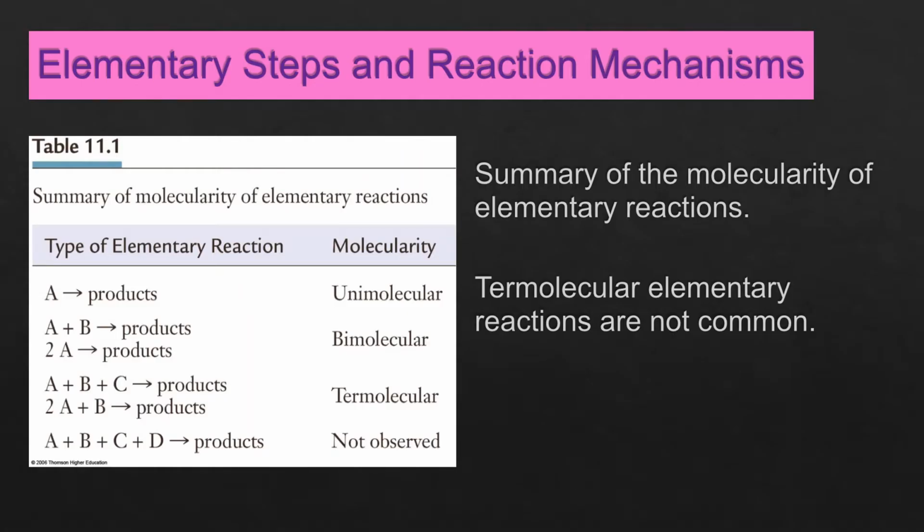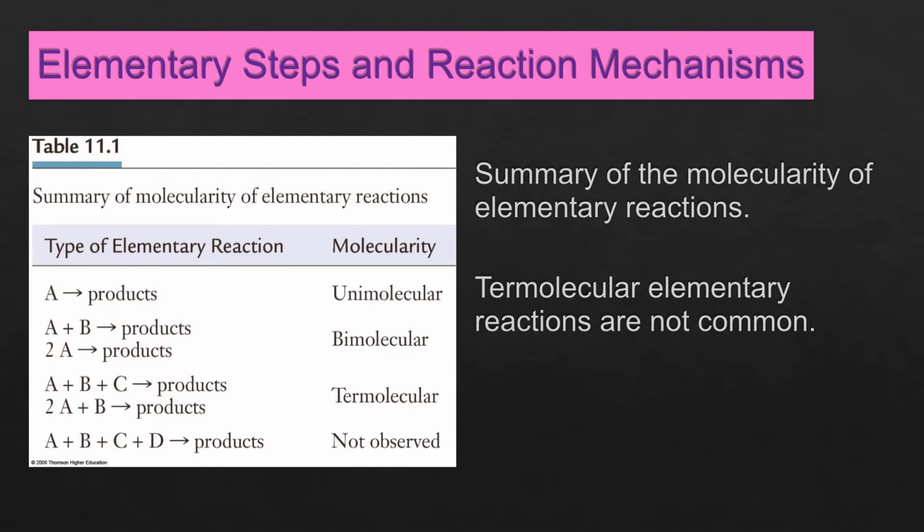A mechanism is the step-by-step breakdown of all the reactions that happen behind the scenes of the overall reaction. Mechanisms are broken down into elementary reactions. Each elementary reaction is a step in the mechanism. These elementary reactions have a type according to the sum of the coefficients of the reactants in that elementary reaction.